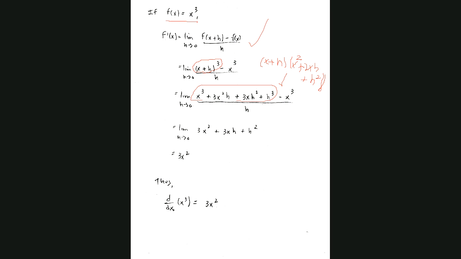Okay, and some good things happen, of course. Some nice things happen here. That's what's so beautiful, you know. This beautiful stuff happens. And then we divide the h through, and we will get 3x squared. And so therefore, the derivative of x cubed with respect to x equals 3x squared.